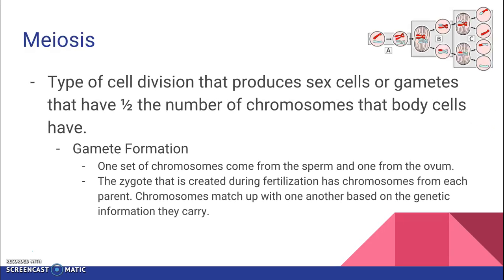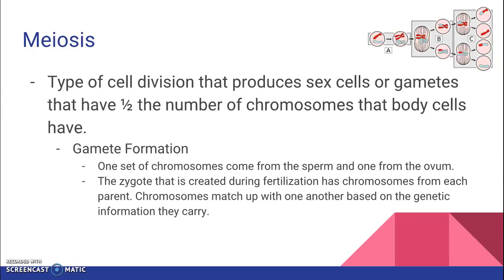So meiosis. Meiosis basically starts out as mitosis and then it goes a step further. This is the type of cell division that produces your sex cells. So your ovum and your sperm, okay? They're also known as gametes, okay? So sex cells, whether that be your ovum or your sperm, are also known as gametes. And those gametes have half the number of chromosomes that body cells have, all right?